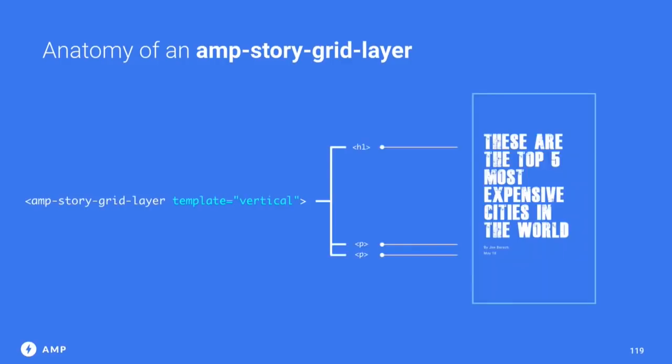Then, as mentioned before, we can add another layer on top of that. So this layer uses template equals vertical, which indicates that the elements should be laid out sequentially along the vertical axis. And on this layer, we have only 3 elements. First, a heading for the title of our story, and then a paragraph for each of the byline and the publication date. And you can continue to create layers and stack them on top of each other for all of the layers in your design.